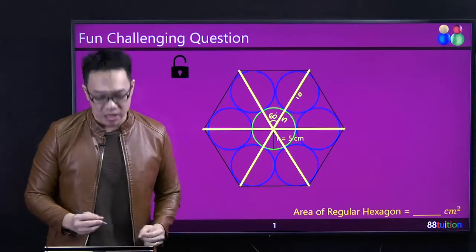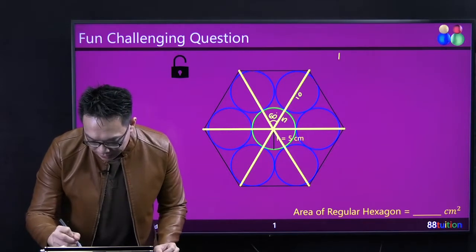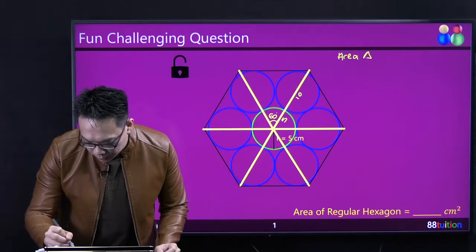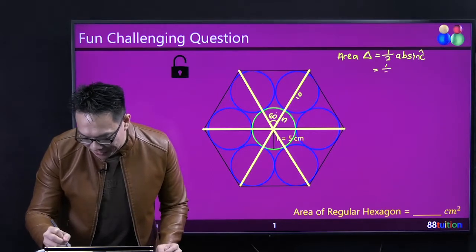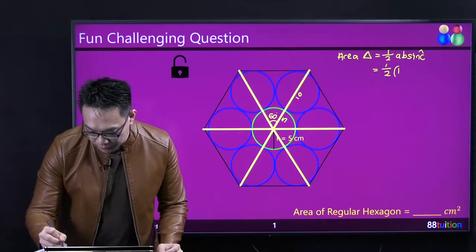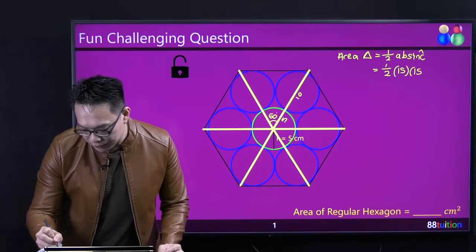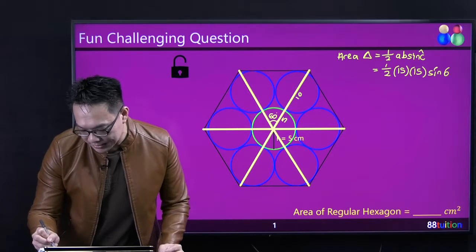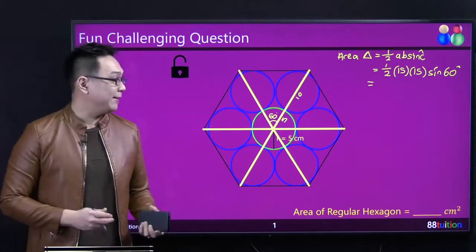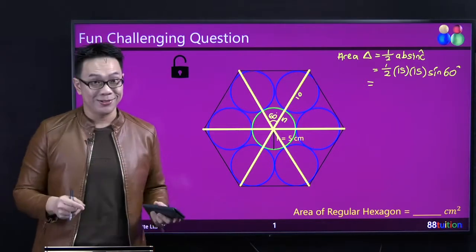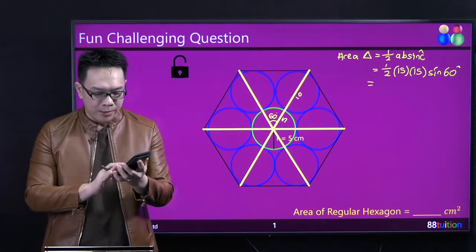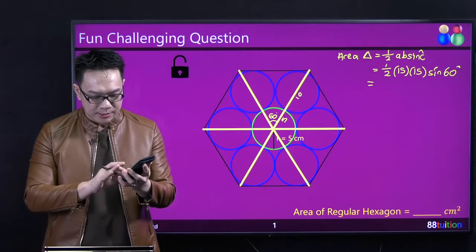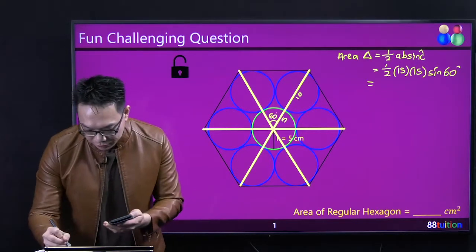I can use half ab sine C. So the area of a triangle is equal to half ab sine C. I learned this in Sec 3 trigonometry. Have you seen this before? Okay, never mind. Half ab: a and b are the 2 lengths, 5 plus 10 is 15, and another length, 5 plus 10 is 15. These 2 lengths make the angle 60 degrees. For those who are in Sec 1 looking at this, you can learn this also. It's very simple. Take the 2 lengths which make this angle, and leave the rest to your calculator: 0.5 times 15 times 15 times sine 60. You should be getting 97.4.